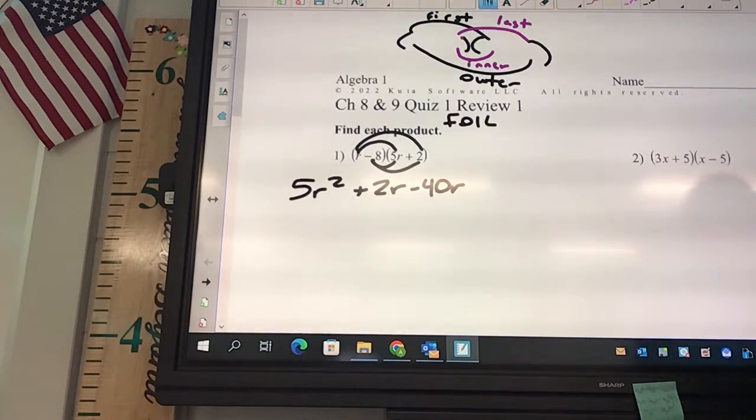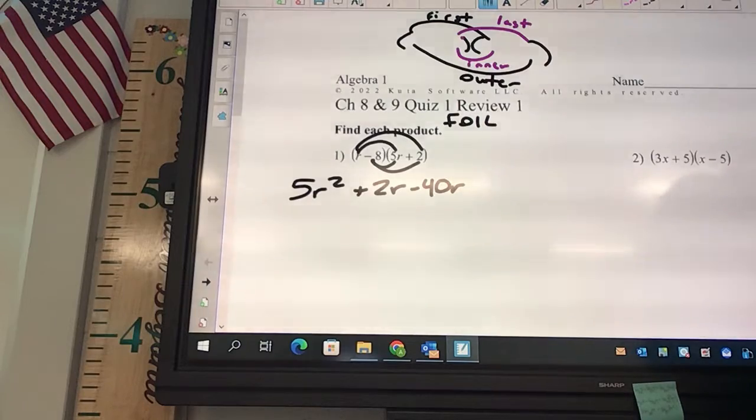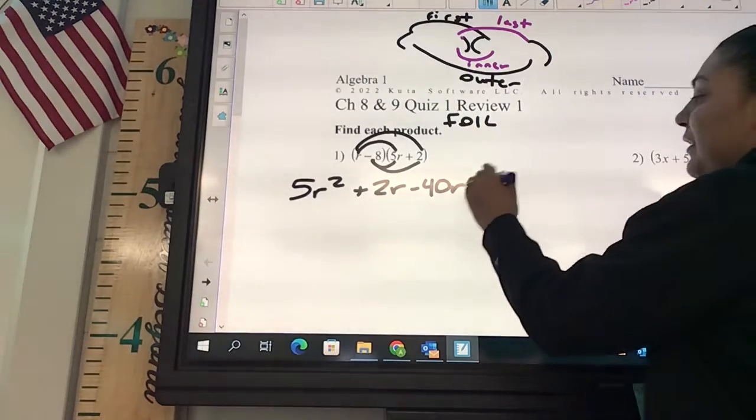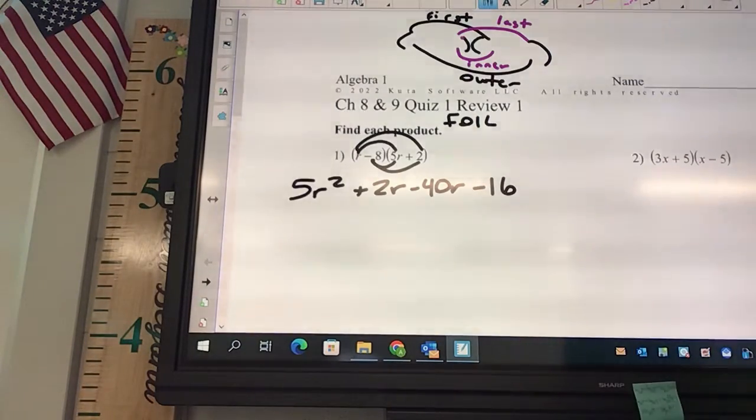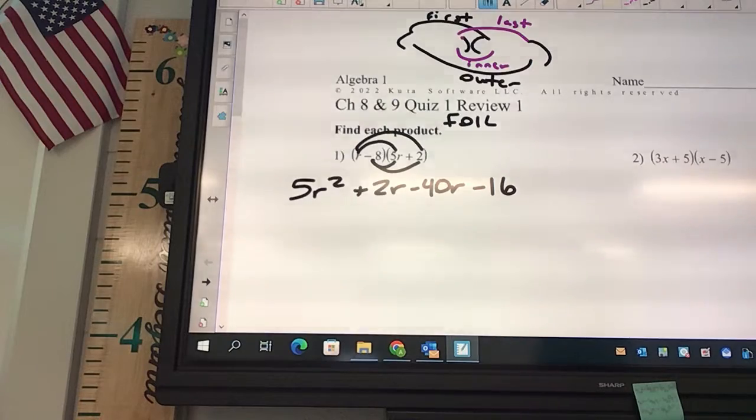Negative 60. What are you saying? Negative 60. Oh, I thought you were saying 60. That's what I thought. Okay, I'm like, what? Where is he getting 60?